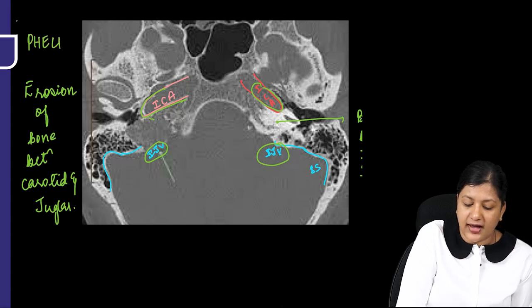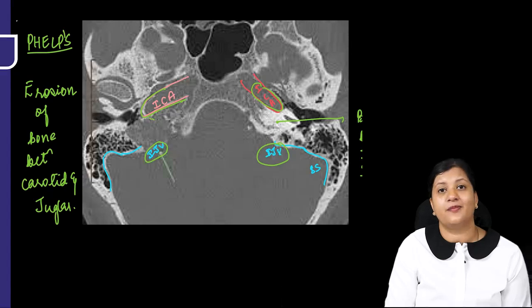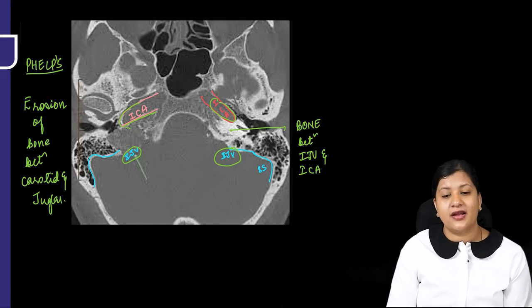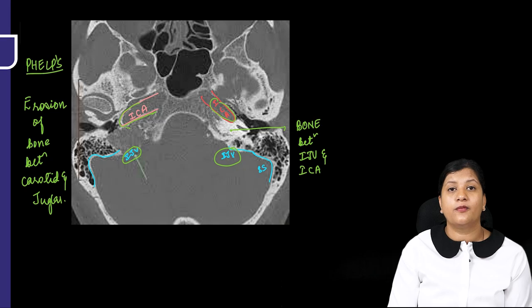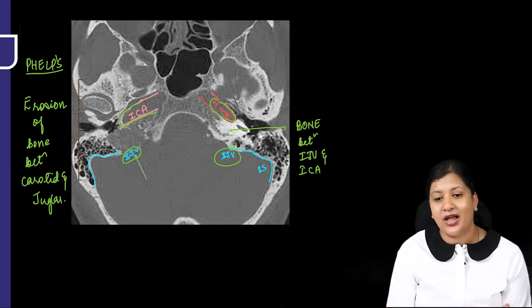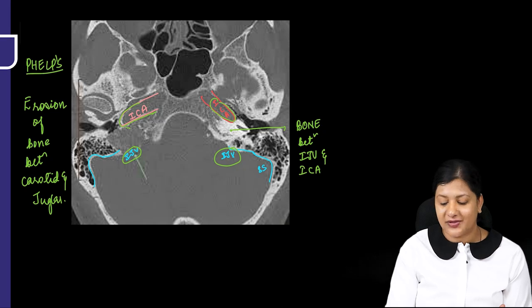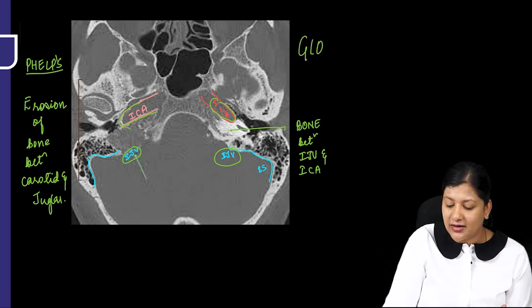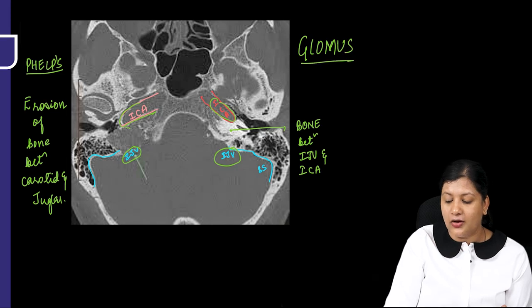So what is this called? This is called your Phelps sign. So what is Phelps sign? Phelps sign is erosion of the bone between the carotid and the jugular. We call this sign Phelps sign. So erosion of the carotico-jugular spine, or the bone between carotid and jugular, we call this Phelps sign, and this is typically seen in a tumor called the glomus tumor.